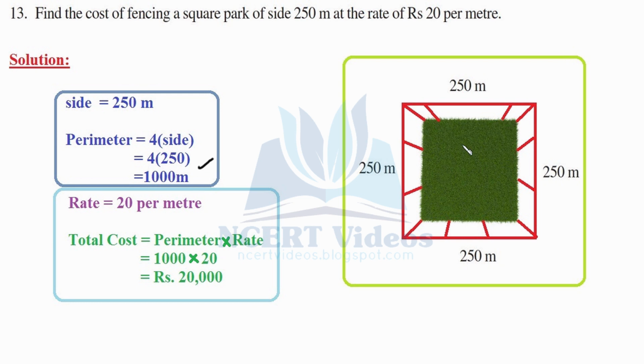Now the rate is given per meter, so 20 rupees per meter. It means we have to multiply perimeter with rate in order to get the total cost for this fencing. So 1000 into 20 gives you 20,000 rupees. Therefore, this is your total cost in order to cover this square field. This was your question 13.